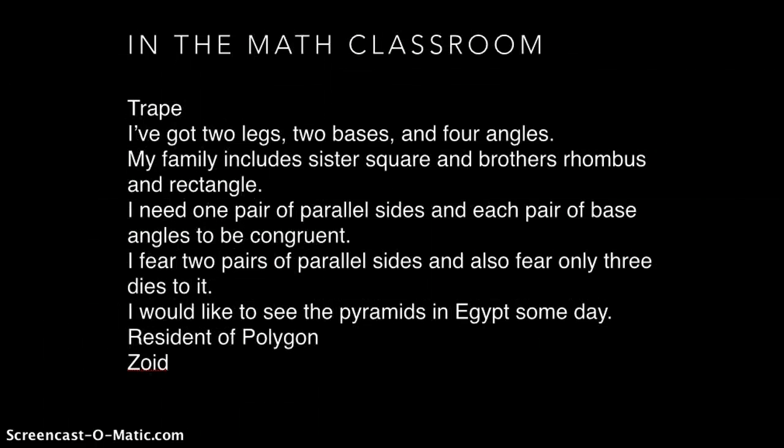So here is the math classroom. You've got an example of characteristics of a trapezoid. So it has 2 legs, 2 bases, 4 angles. The families are squares, brothers of rhombus and rectangle. Pretty funny. But yeah, I really like this example as well, even though it's a math one.